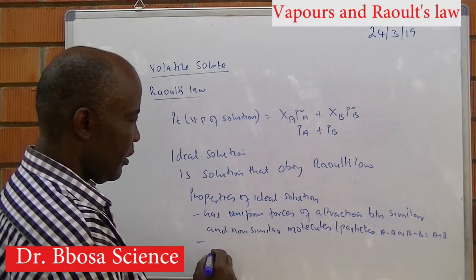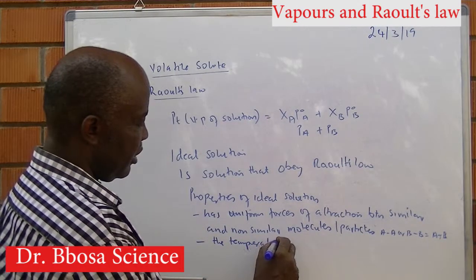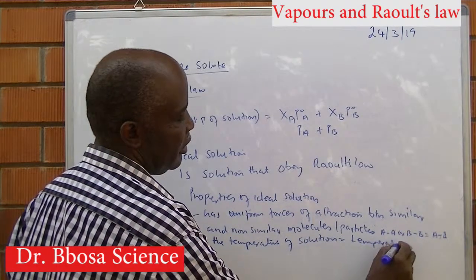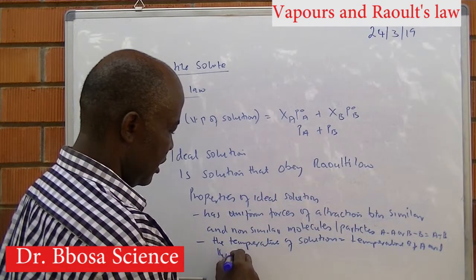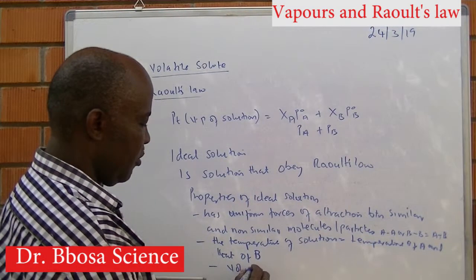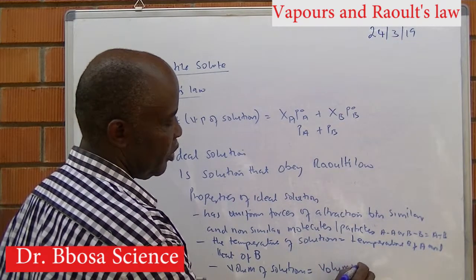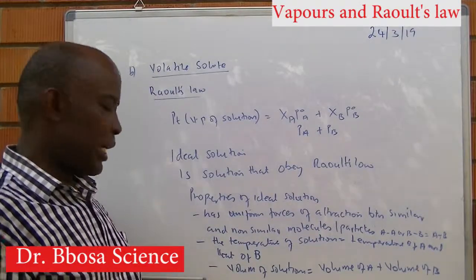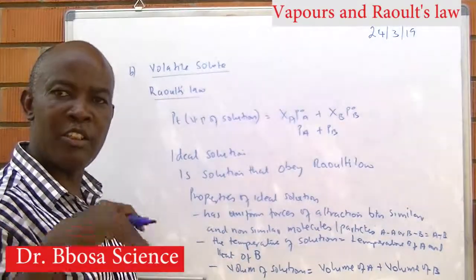Then the temperature of the solution is equal to the temperature of A and that of B, assuming the temperatures of A and B are equal, and also the volume of the solution is equal to the volume of A plus the volume of B. When we are making the solution, the volume of the solution is the sum of the volume of A plus the volume of B. So there is no change in the volume.